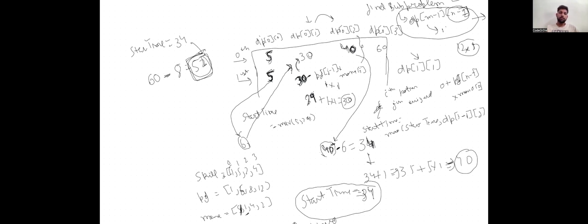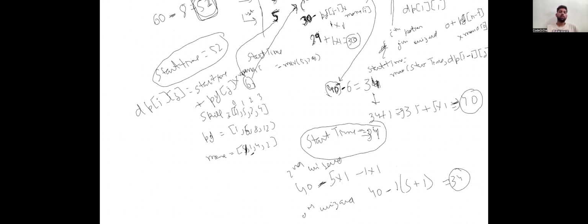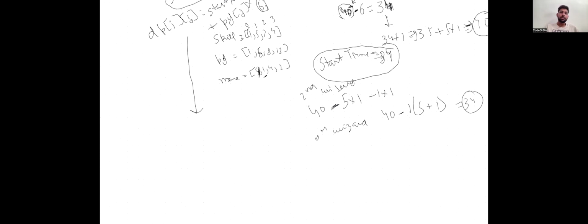So my start time is 52. I calculated finally. Now what will I do? Now I will start calculating dp of I, J. And how will I do that? It will be start time plus prefix of j into mana I. So dp of I, J will be start time plus prefix of j into mana I. Now you get it?